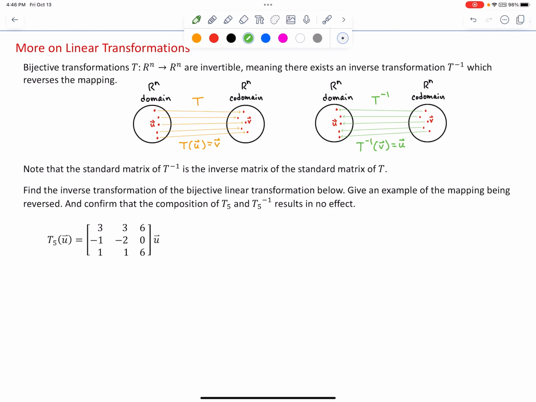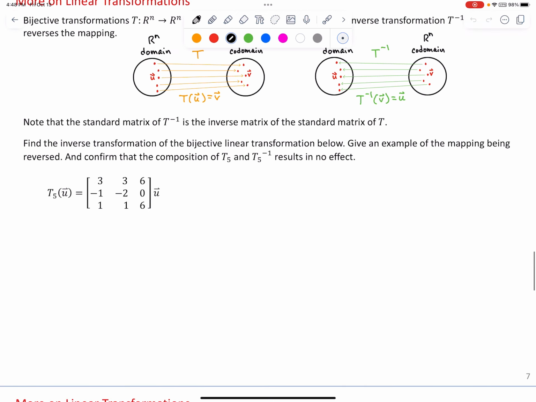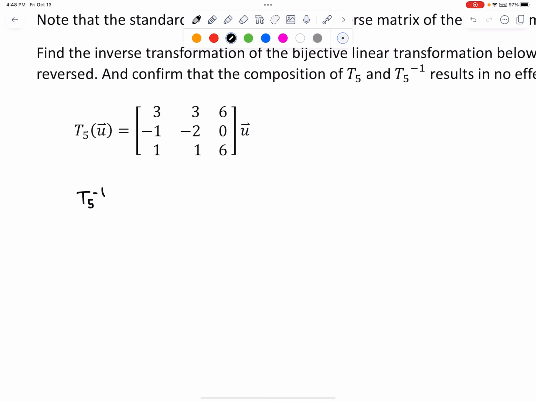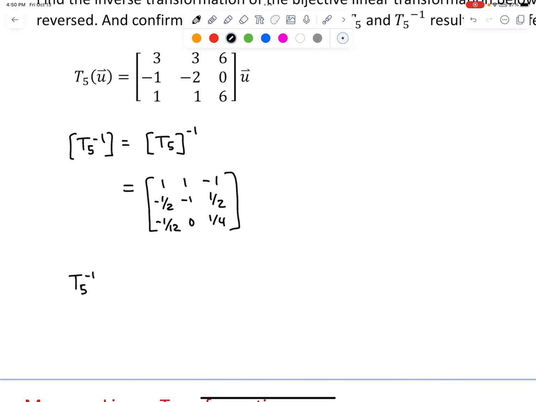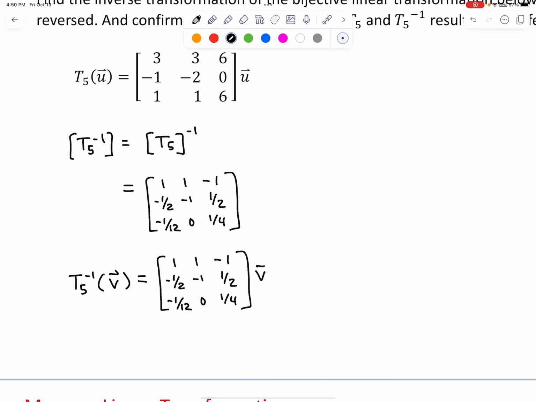Now this T5 transformation is the same transformation mentioned 2 pages ago, where we argued that it was both injective and surjective because its standard matrix reduces to the identity matrix. So this transformation has an inverse. Now its standard matrix is equal to the inverse of the standard matrix of T5. And I'll use technology to find the inverse of this matrix right here, and we get the following. So the inverse of transformation 5 of an input vector, and we'll use v as an input vector, will be equal to the matrix that we just found times that input vector v.